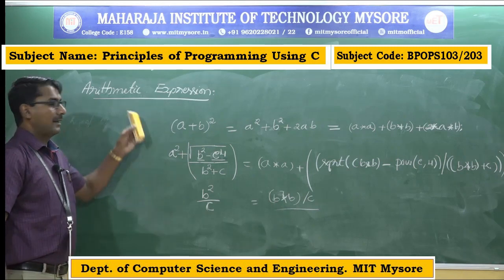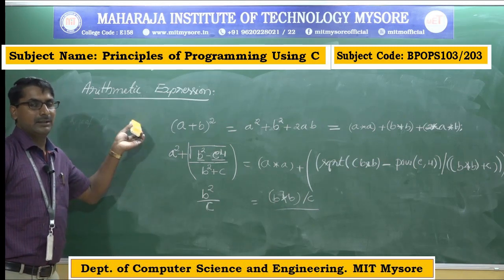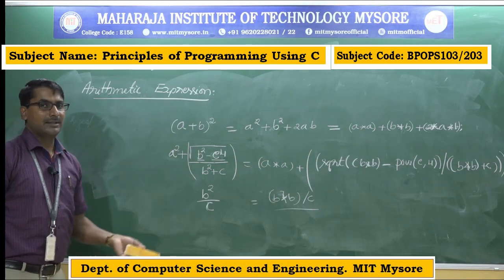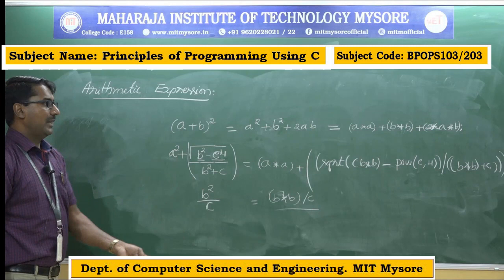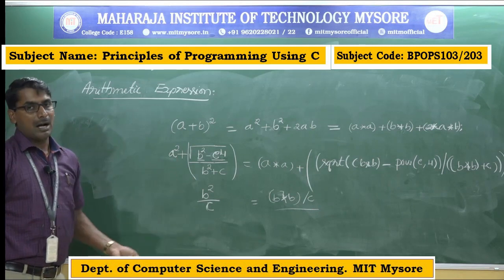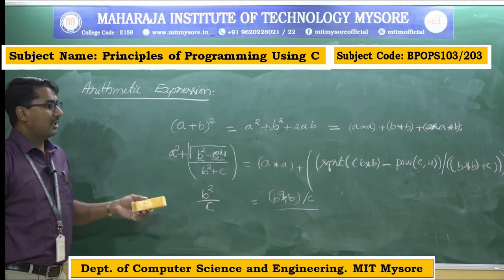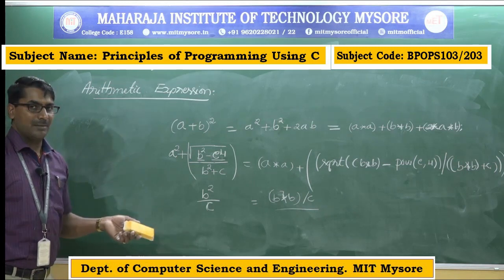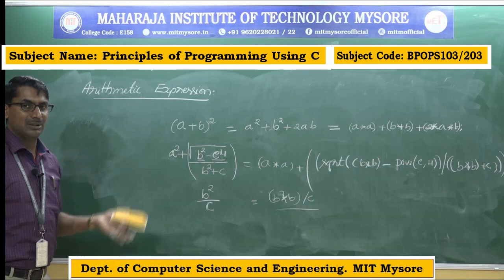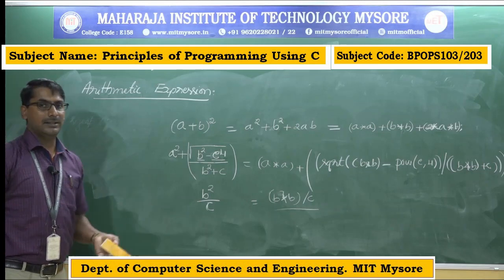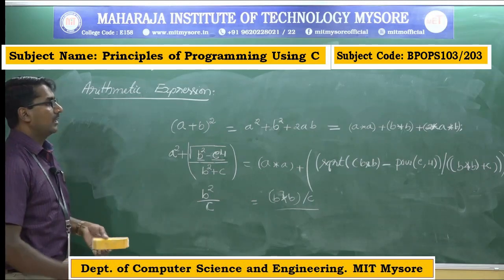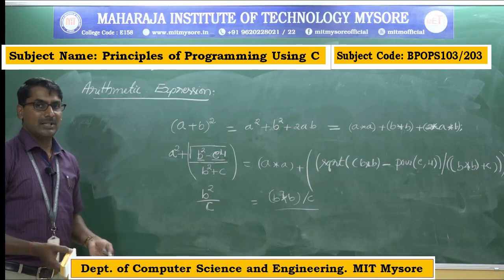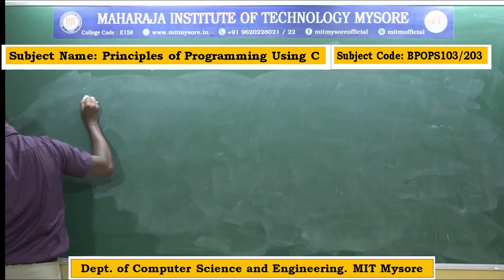Already mentioned, an arithmetic expression is a combination of variables, constants, and operators. The operator may be an arithmetic operator, logical operator, bitwise operator, or relational operator. In C language, every expression must end with a semicolon.